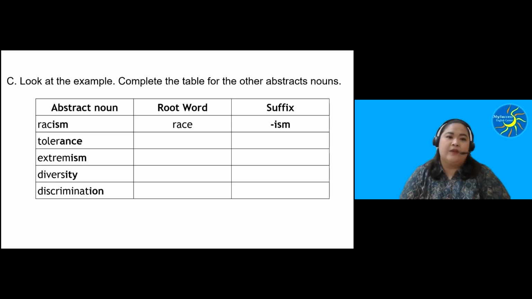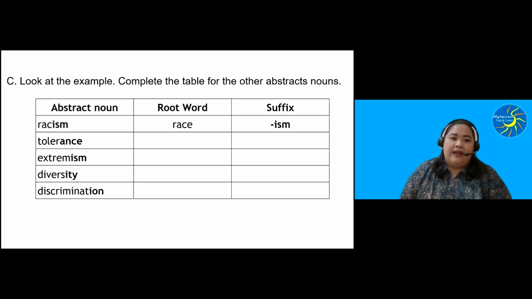Okay, so the next word is tolerance. Can you think of what is the exact root word? Maybe you know this. Okay, so the suffix, as the one that I put in bold here, is ance. Yes, that's the suffix. Can you think of the root word? Yes, very good. Tolerate.